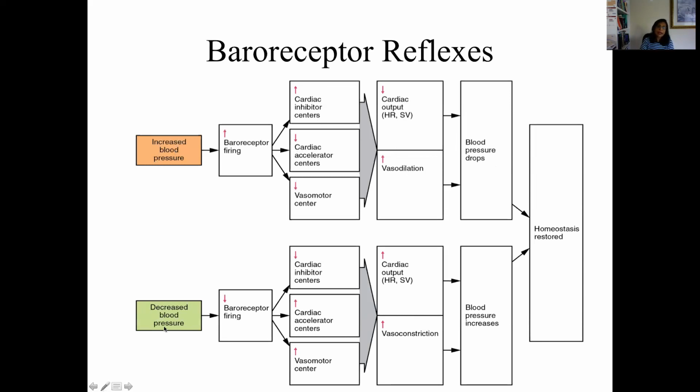On the other hand, if there is lower than normal blood pressure, there is decreased baroreceptor firing. So opposite events is what you expect. Exactly the opposite events compared to what you saw here. So that would increase cardiac output, increase vasoconstriction, blood pressure increases. So once you understand this half here, you can interpret this one easily. A reversal of what you saw up there. So it's a negative feedback mechanism.